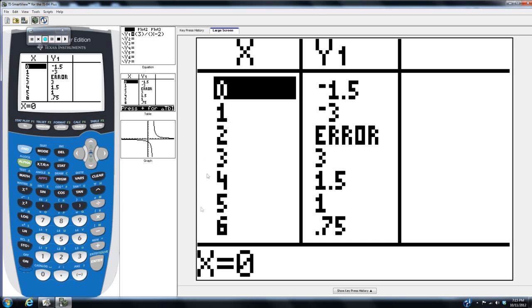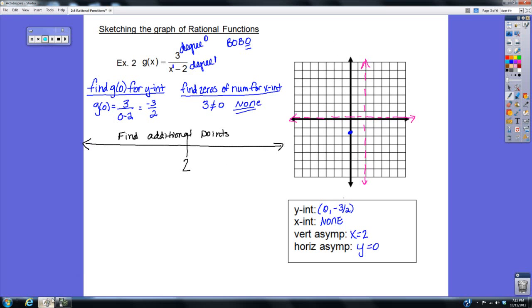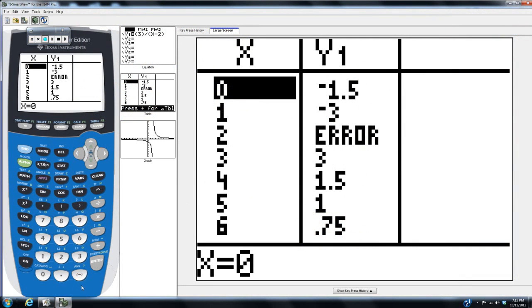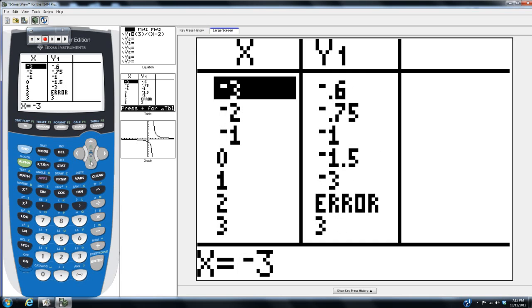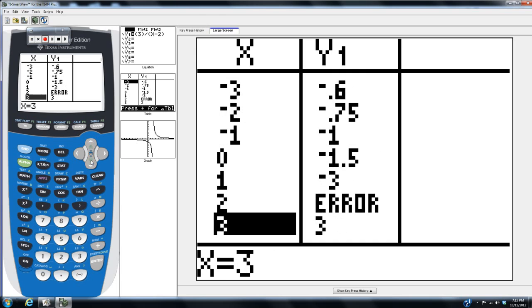Now this is very interesting. Make sure that you pay attention to this part right here. Look at where x is 2, what you see in the y value. You see an error because x cannot equal 2. We have an asymptote right here at x equals 2. You're not going to have a y value because we have an asymptote right here at x equals 2. But in the table, you can scroll up and down and find some nice points to the left of your asymptote and to the right of your asymptote.